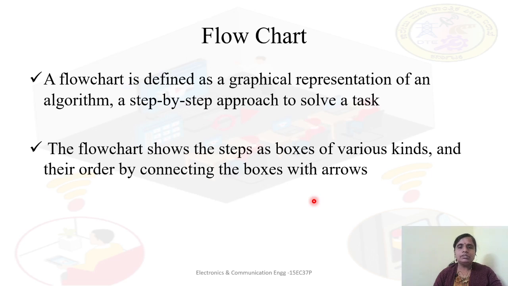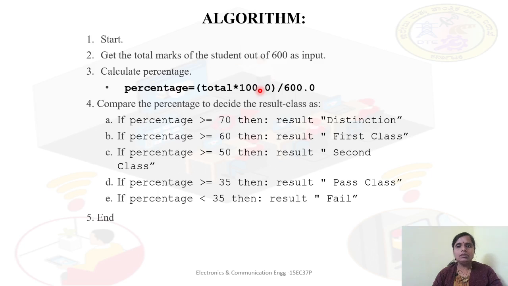Along with this, let us also see what a flowchart is. A flowchart is nothing but the graphical representation of an algorithm. Once we write the step-by-step procedure in the algorithm, next we represent that step-by-step procedure using some graphical representation. So that is nothing but the flowchart. With this idea, let us see the algorithm for our given program.